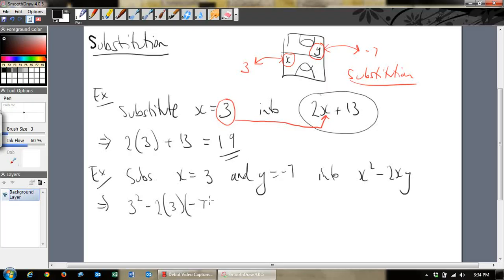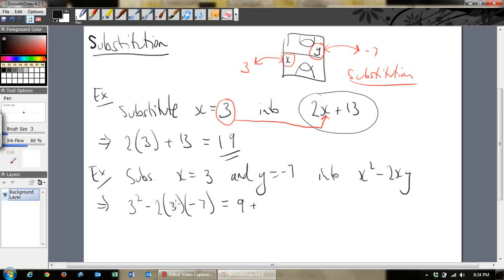y was -7. Now just be careful with these, use BidMath, go slowly, just do it one piece at a time, don't muck this up. This is often messed up by students. 3 squared is 9. What do we have here? We've got -2 times 3 times -7. So let's times all these together. Firstly, we've got a negative there and a negative there, so the answer is going to be positive because we're timesing a negative by a negative.